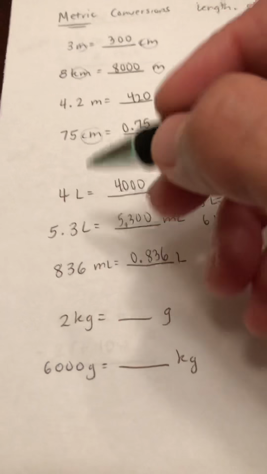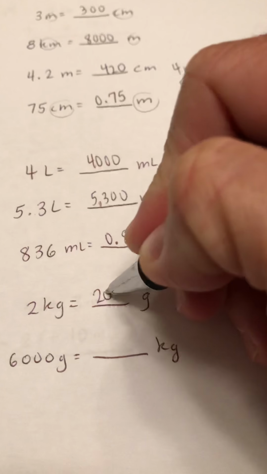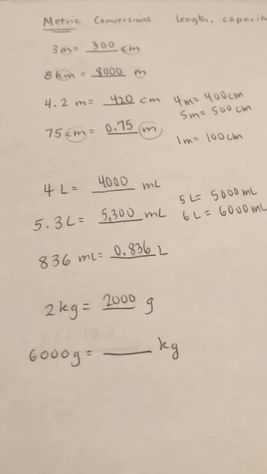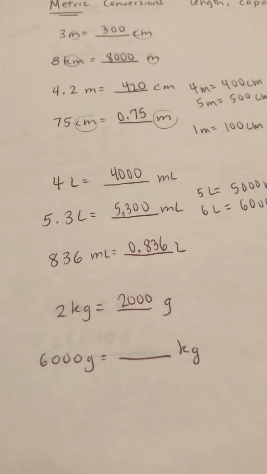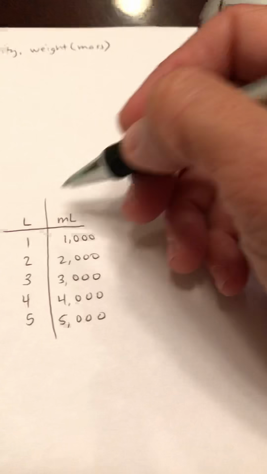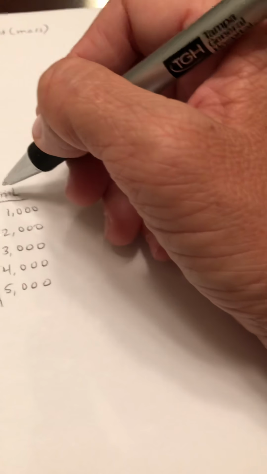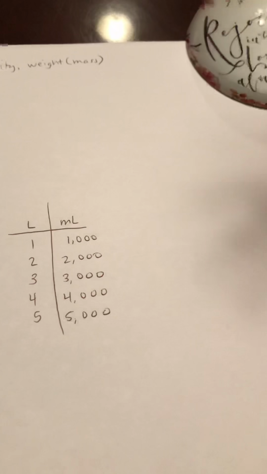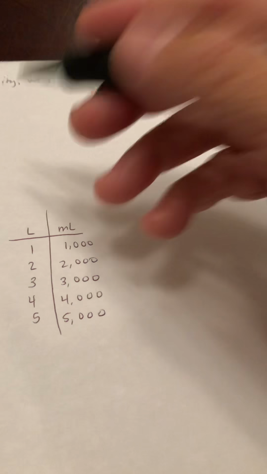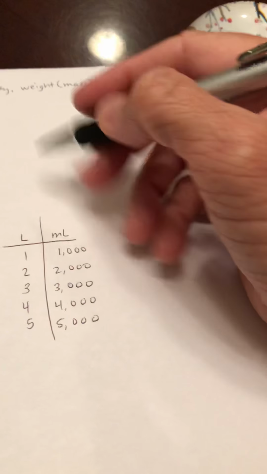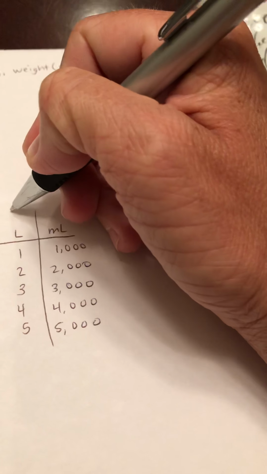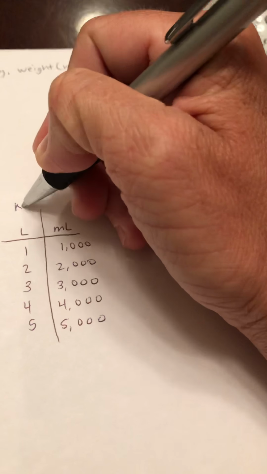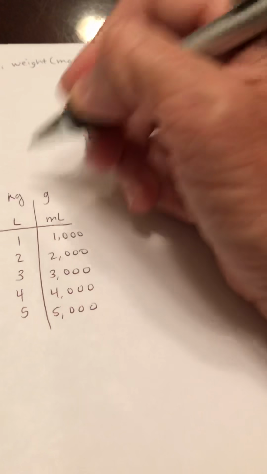All right, so 2 kilograms, 2 times 1,000 is going to be 2,000 grams. This one works backwards. This is now 6,000 grams. So again, the nice thing about working with all of these metric units is that the prefixes basically help you out with understanding. So the liters and milliliters work the same as the larger one here, kilograms and grams.